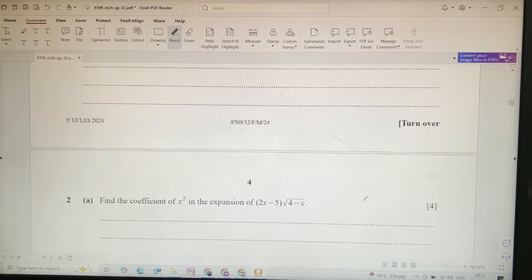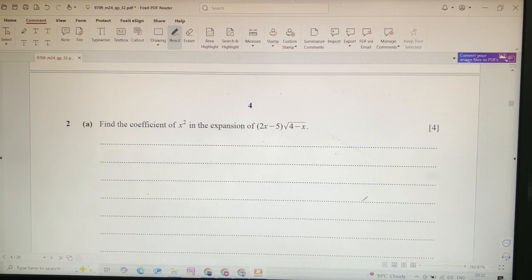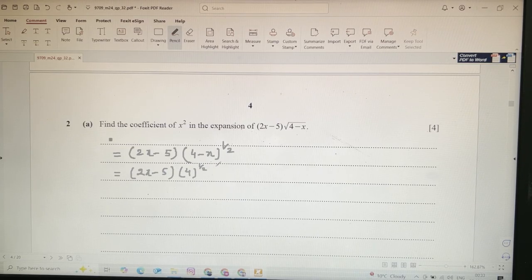It says find the coefficient of x square in the expansion of 2x minus 5 under root 4 minus x. This question carries 4 marks. Okay, so let's start. 2x minus 5 will remain as it is. This root of 4 minus x means whole raised to power half. So first of all, we should take this 4 common. So it becomes 2x minus 5, and when we pull 4 out, its power will become half. Inside the bracket, it will be 1 minus x over 4 whole raised to half.